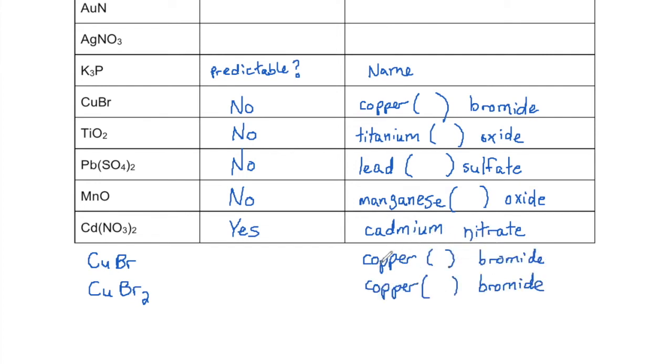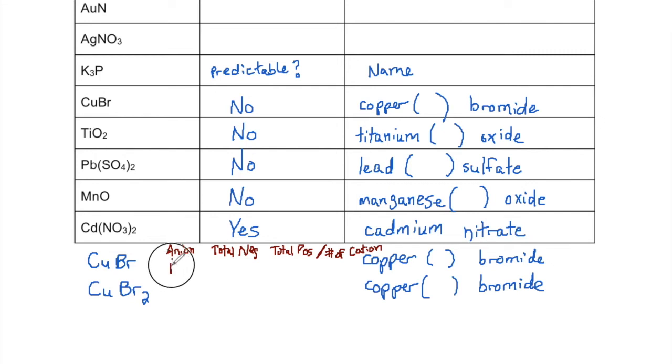Okay, so maybe it's becoming clear why we need these Roman numerals, because if we just said copper bromide, we don't know which of these two we would be talking about. What we need to figure out is the anion that we have, the total negative charge that we have, the total positive charge that we have, and then we're going to divide that total positive charge by the number of cations that are carrying that positive charge.